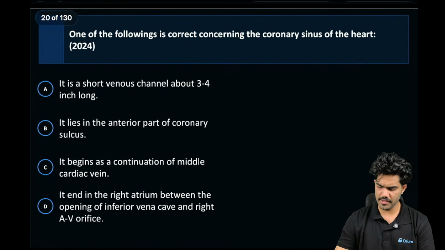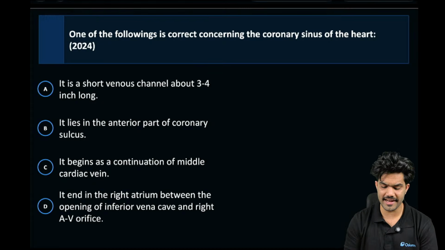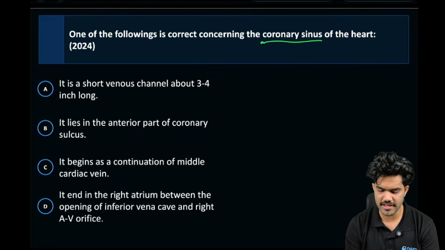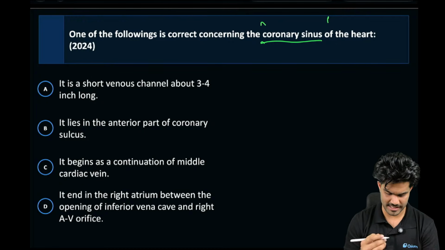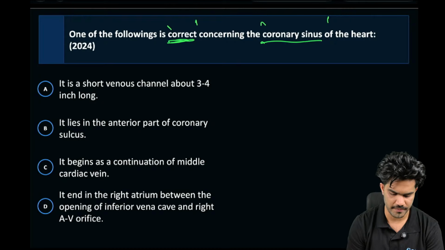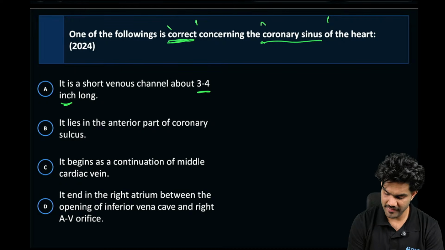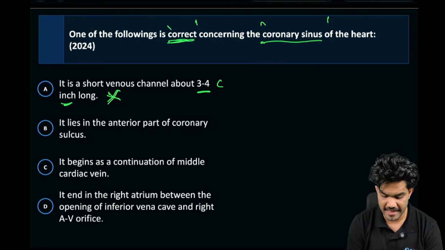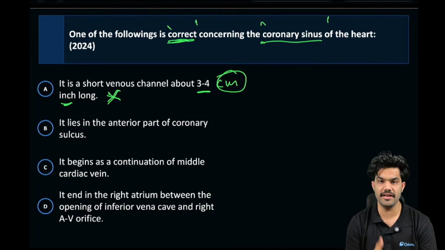Next question: one of the following is correct concerning the coronary sinus of the heart. Let's talk about the coronary sinus. They are asking for the correct option. It is a short venous channel about 3 to 4 inches long. See guys, they will confuse you. This is the wrong answer. It is not 3 to 4 inches. It is 3 to 4 centimeters. Okay, focus.